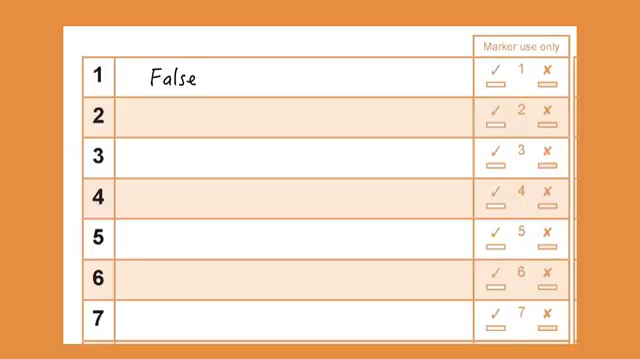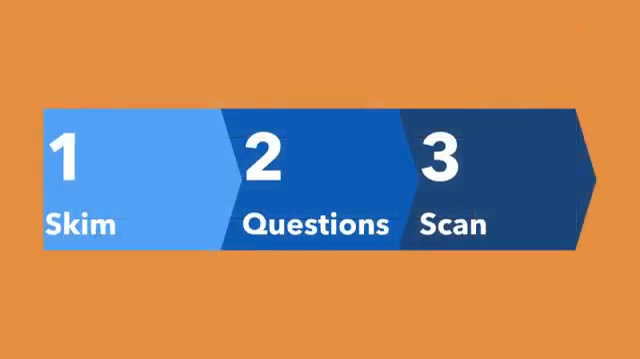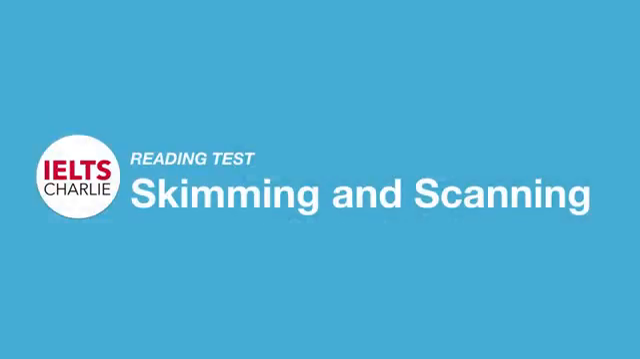Okay, so I've written down the answer on the answer sheet. So there you are. That's how you do it. You skim read, you look at the question, you analyze the question, and then you scan the text for the answer. You do not read word for word as you normally would. That's the strategy I always recommend students to follow: skimming and scanning.